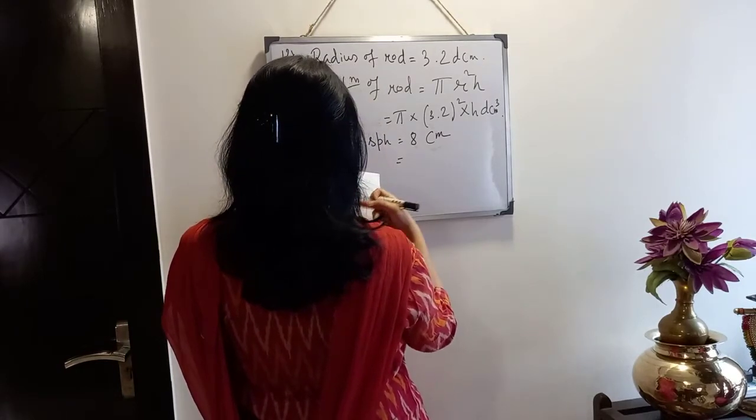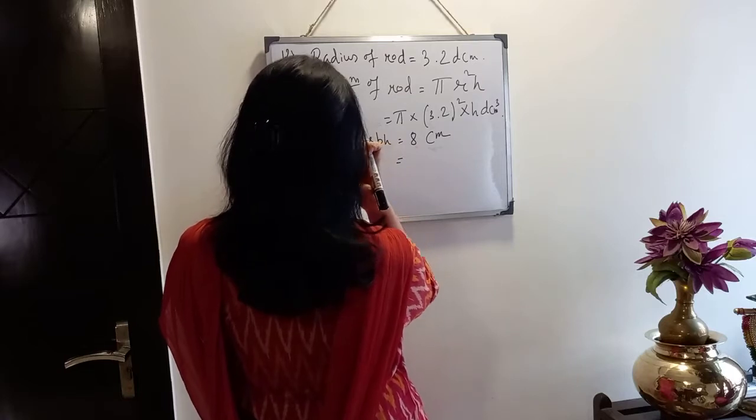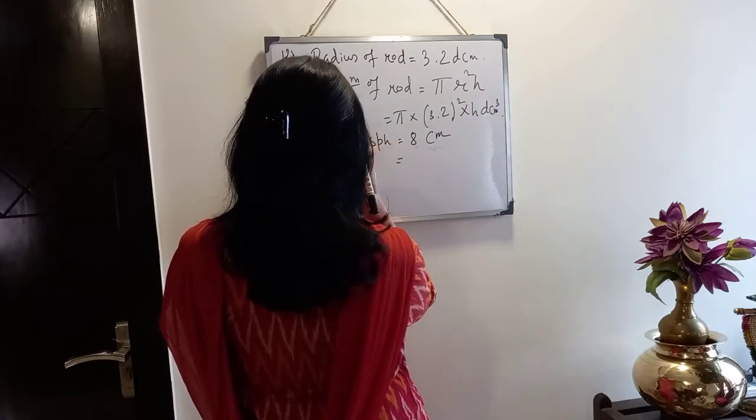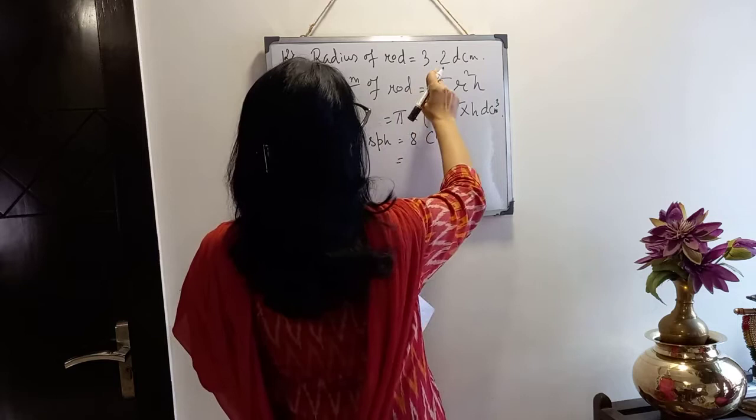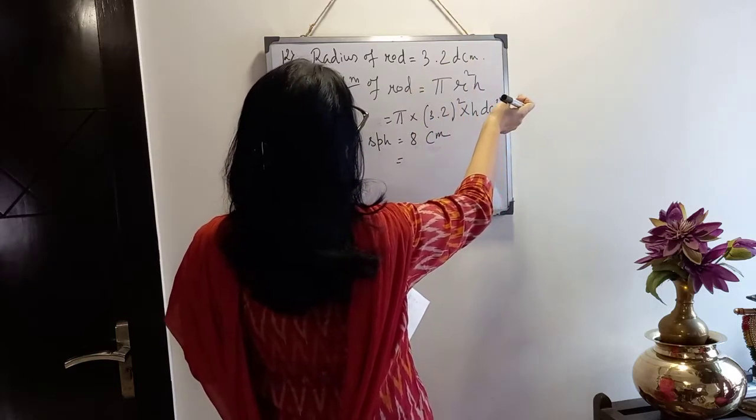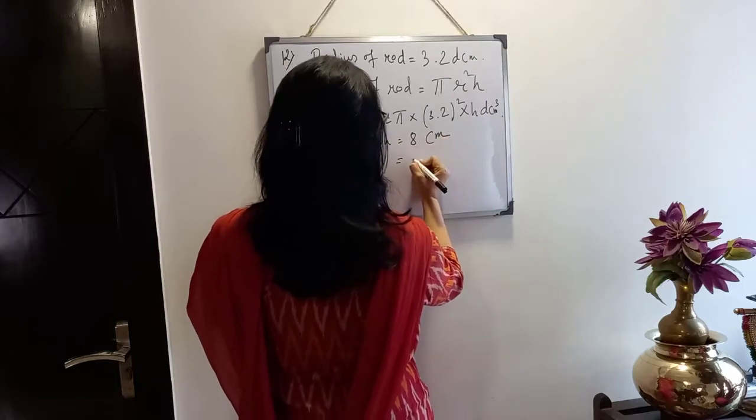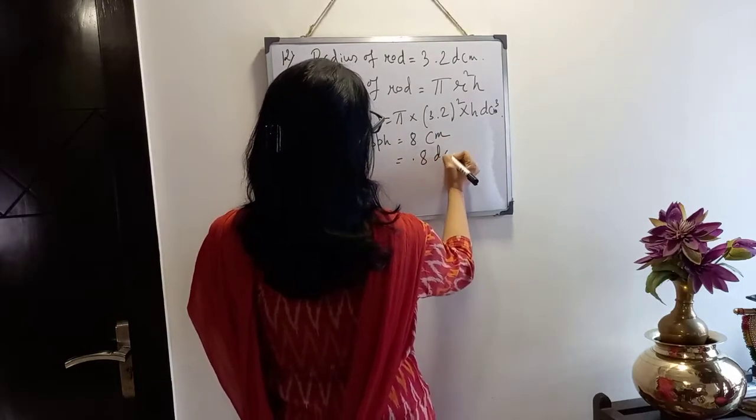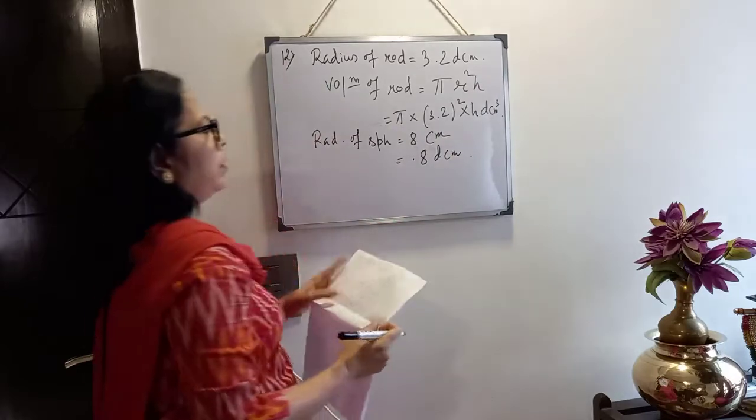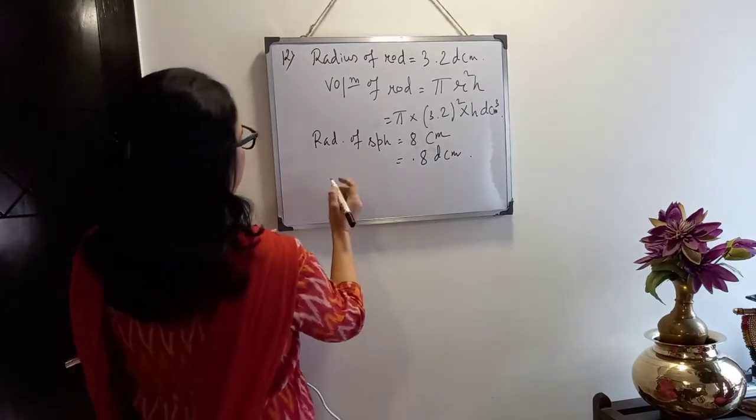Okay, or one thing you can do, it will be easier for you, I think so, that decimeter you can convert to meter, or here also we can do, no problem, any way you can do. 0.8 decimeter. This is radius of sphere.